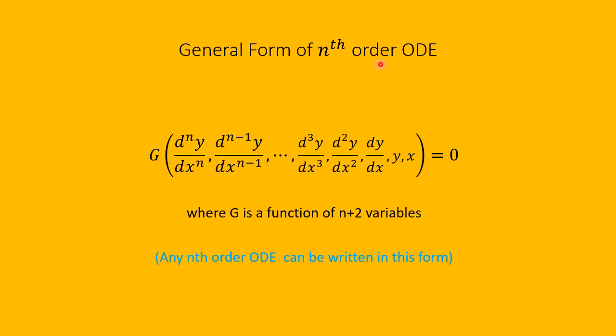And that nth order differential equation can be written as g of the nth derivative of y with respect to x for the first parameter here, the n minus first derivative of y with respect to x for the next parameter, all the way down to the first derivative of y with respect to x, and y and x, g of all of these parameters equals 0. And this will give us an nth order ordinary differential equation. Any nth order ordinary differential equation can be written in this form, and we will see an example of doing this very soon.